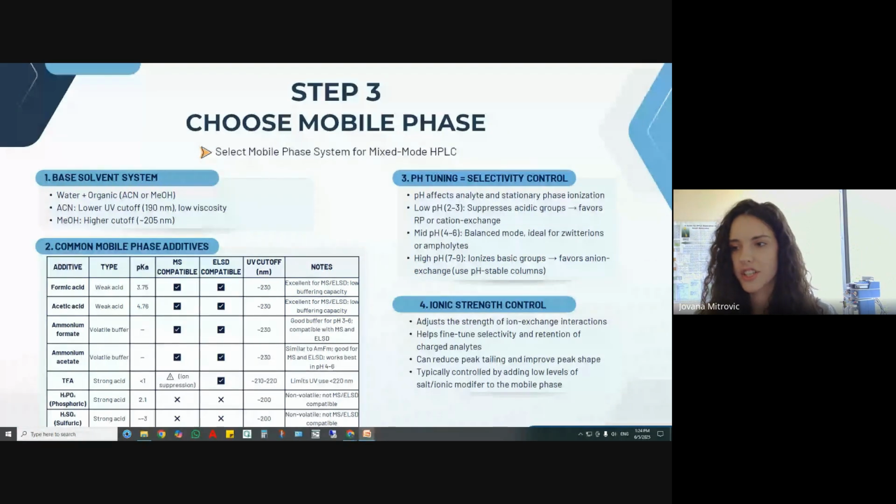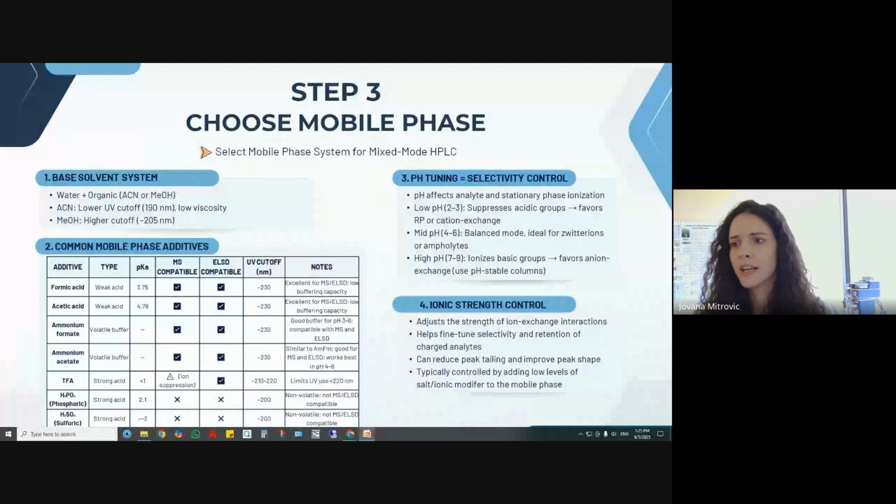So to help with this, here is a table summarizing common mobile phase additives, their types, pKa values, and compatibility with common detectors like mass spec, ELSD, or UV detection. For example, formic acid and acetic acid are weak acids with pKa values around 3.7 to 4.7. They're excellent for mass spec and ELSD because they're volatile, and if using UV detection with them, we have to consider that their cutoff is around 230 nanometers.